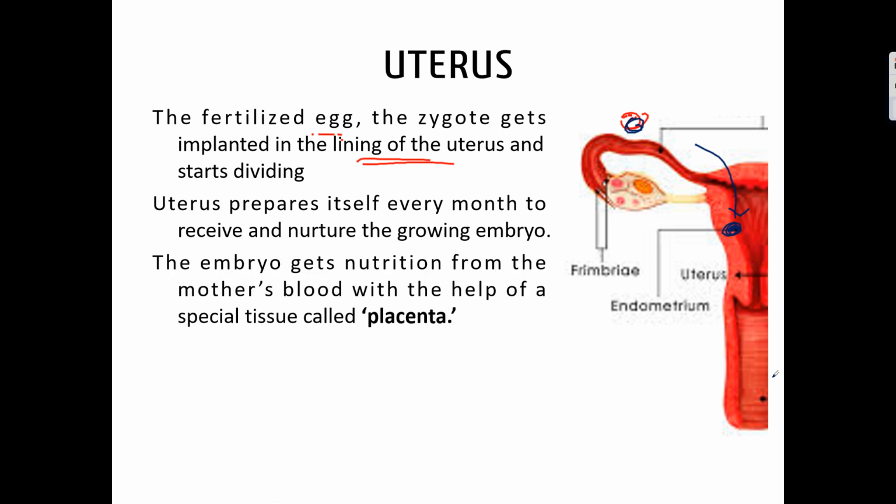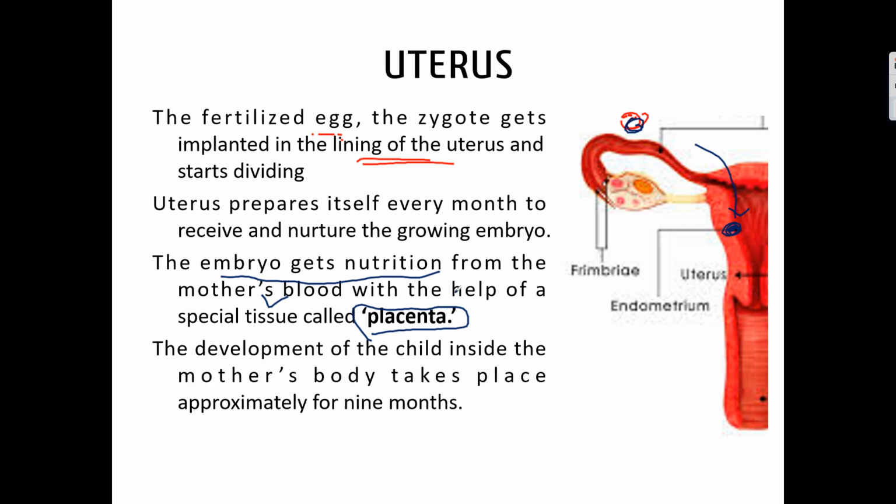Okay. So the embryo gets nutrition from the mother's blood with the help of the placenta. If the implantation happens, the embryo needs nutrition. These nutrients are received from the mother's blood through a special tissue called the placenta. The placenta is a disc-shaped structure, which is not shown here. Because of this placenta, the development of the child will take place, and this takes place for a period of 9 months.